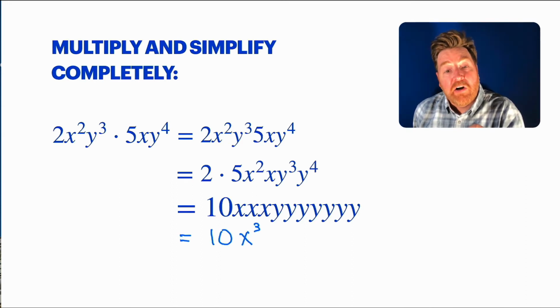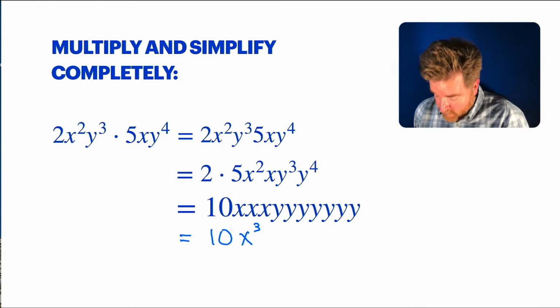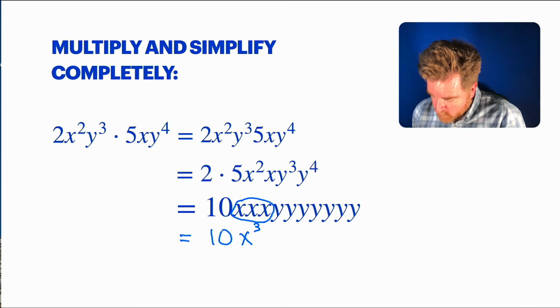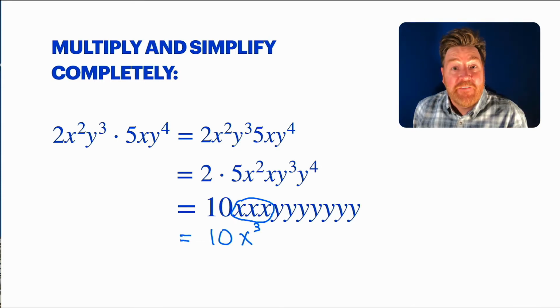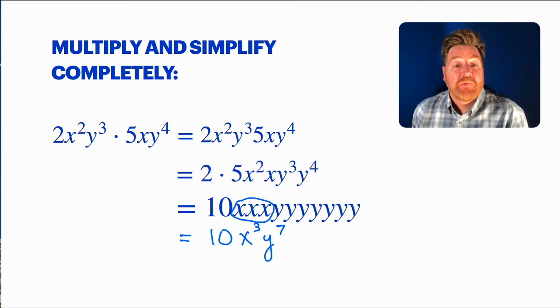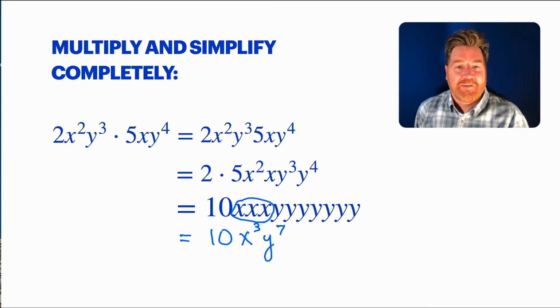x to the 3rd, right? We have 3 x's. You can see them right here, just to make sure everyone's looking in the right spot. And then 1, 2, 3, 4, 5, 6, 7 y's. So that'll be y to the 7th. 10x cubed y to the 7th. Final answer. Looking okay? Excellent.